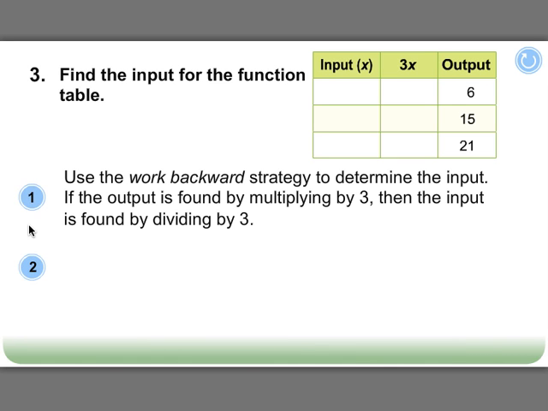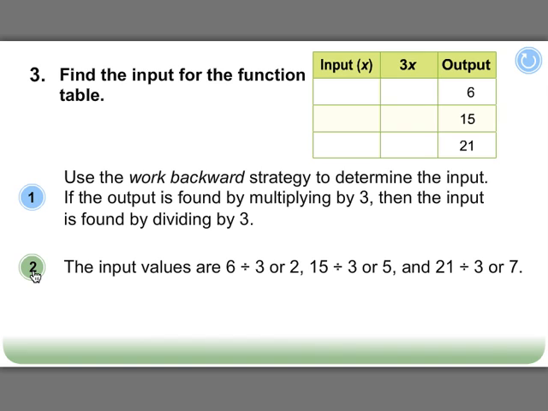So use the work backward strategy to determine the input, which is what I've just said. Okay, so you're going to work backward. You've got the answer, you've got to plug it in. Okay, that's the work backward strategy. So the input values are 6 divided by 3, or 2. Okay, so the input, or x, is going to be 2, so you're going to put 2 there. Okay, 15 divided by 3, right? Or you can think of it as 3 times what is 15? 15 divided by 3, it's 5.